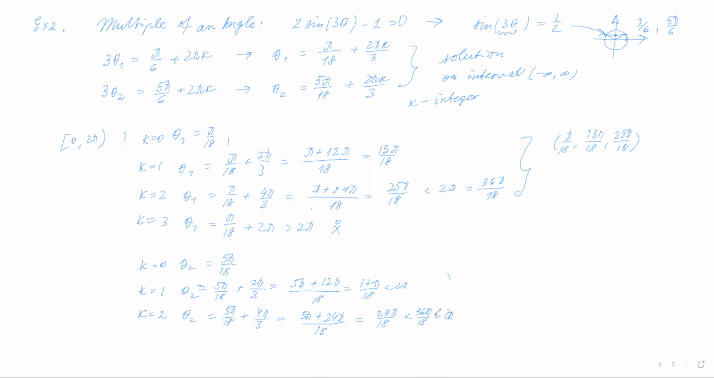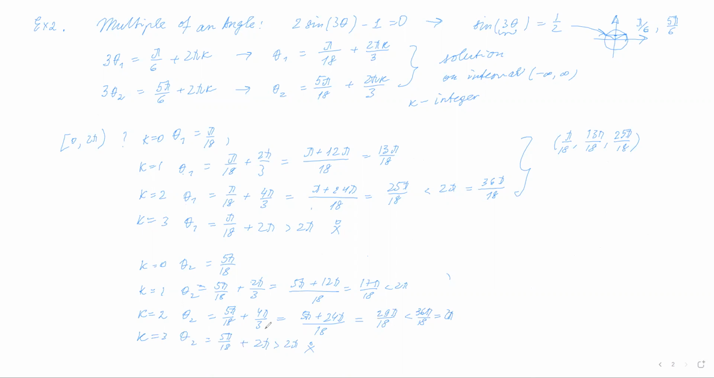So it fits to us. How about k equals 3? Theta 2 is going to be 5 pi over 18 plus what? If you plug in 3 here, you're going to get 2 pi. Obviously, this is greater than 2 pi, so we are going to quit working with new cases after this point.